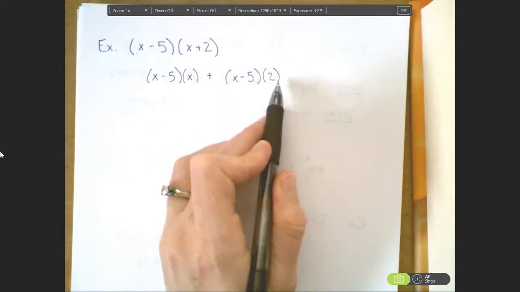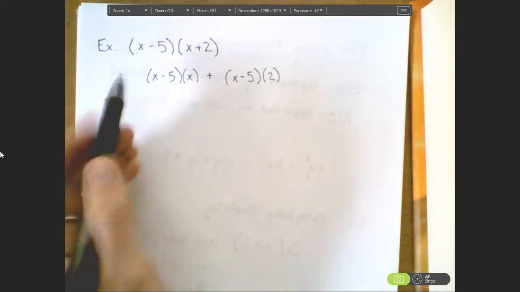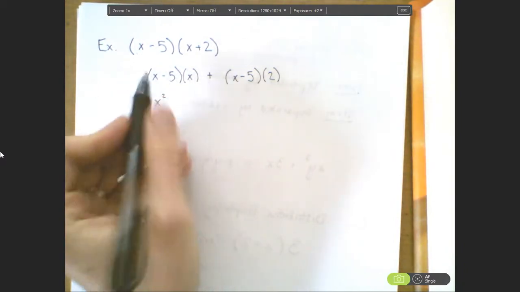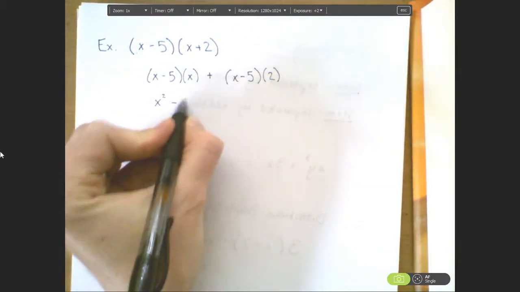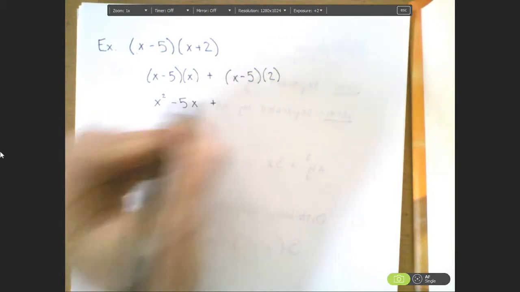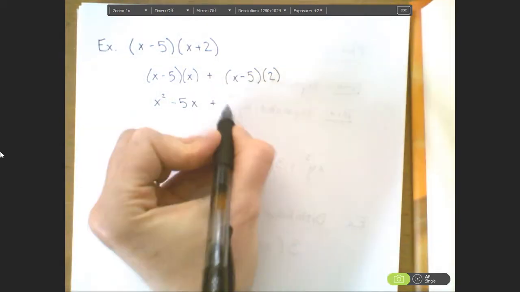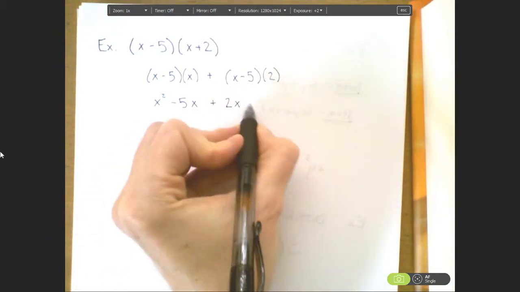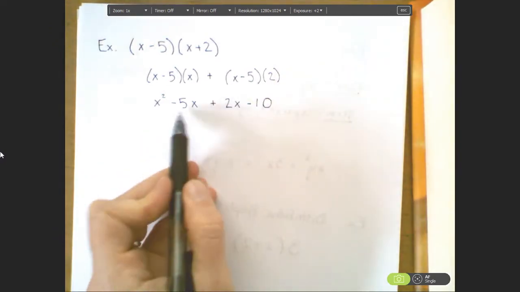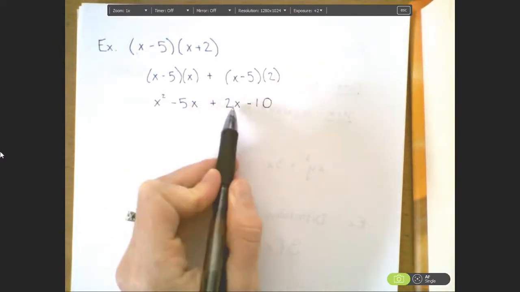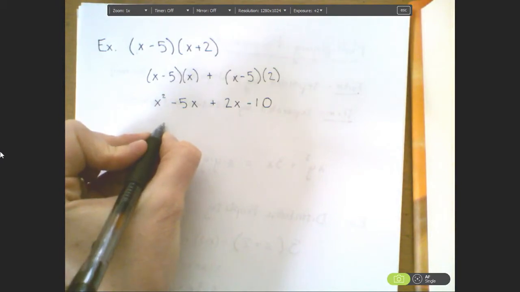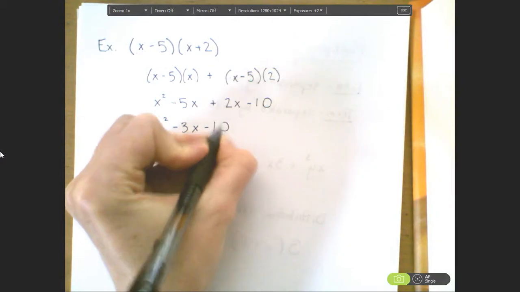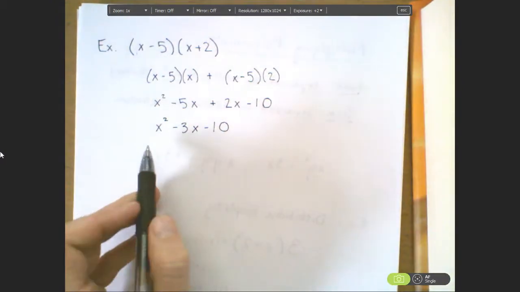And now I apply the distributive property to each of these as well. And I see I get x times x, which is x squared, and then x times negative 5 is negative 5x. And the same thing happens over here. 2 times x gives me 2x, and then 2 times negative 5 gives me minus 10. I'm going to combine my like terms. In this case, I have a minus 5x and a positive 2x, and I end up with x squared minus 3x minus 10. This is probably not the way that you would think about doing this.